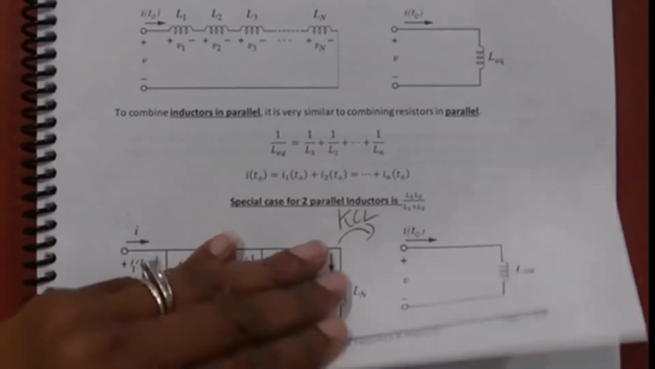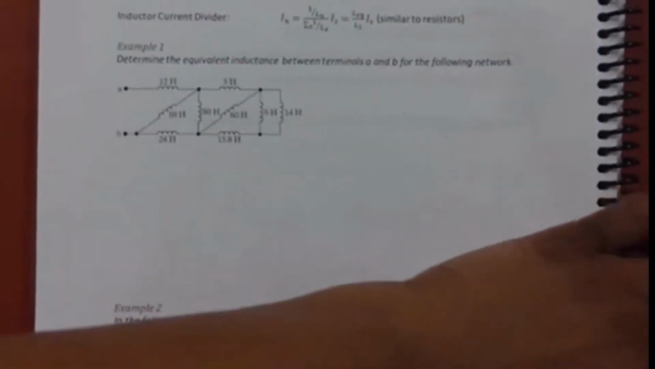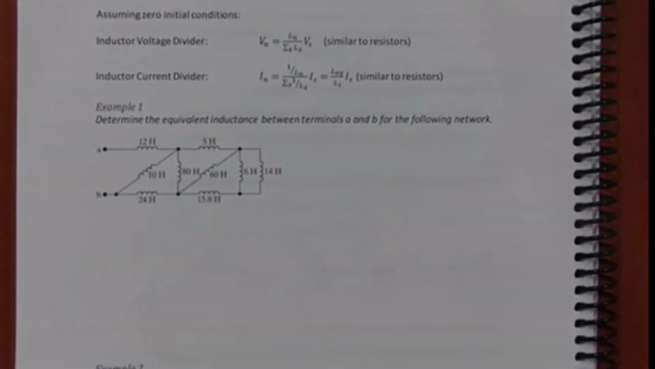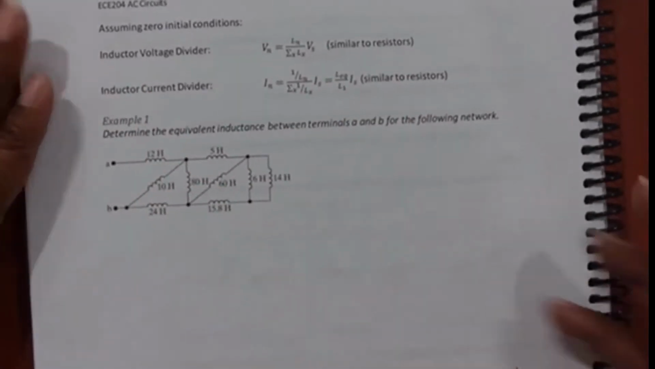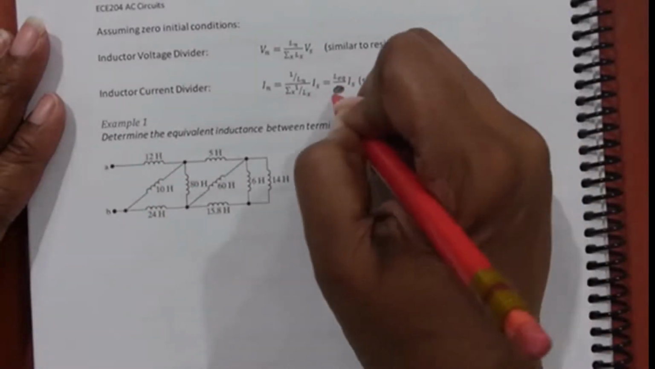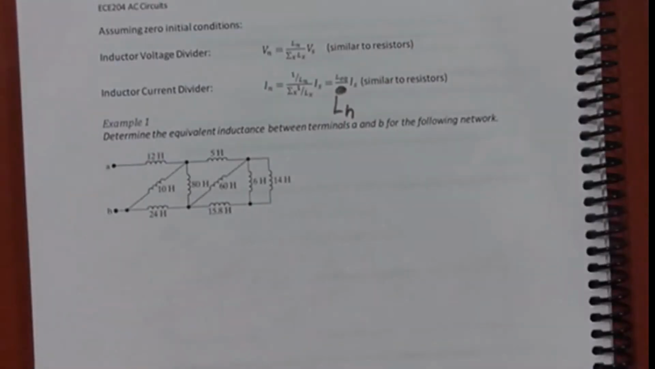Okay, page 2. If you have zero initial conditions, then there's also a voltage and current divider. If you don't have any stored current in the inductor, you can use the voltage divider and the current divider, and they look exactly like they do for resistors. There is one typo here. This denominator should be L sub n.